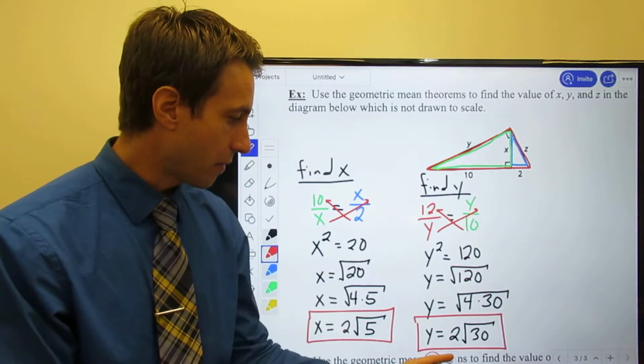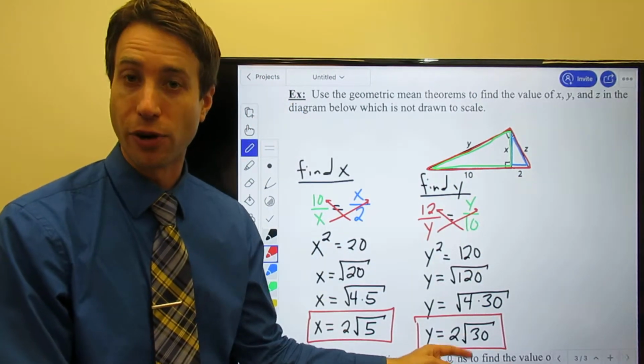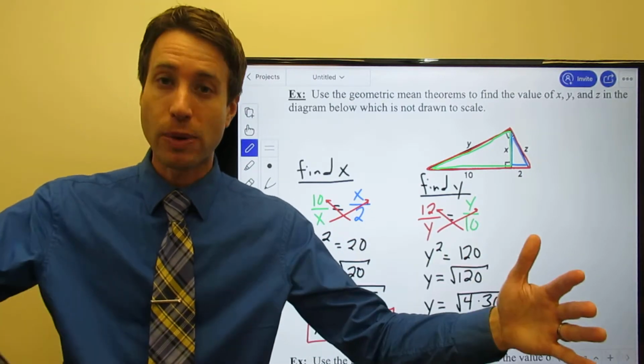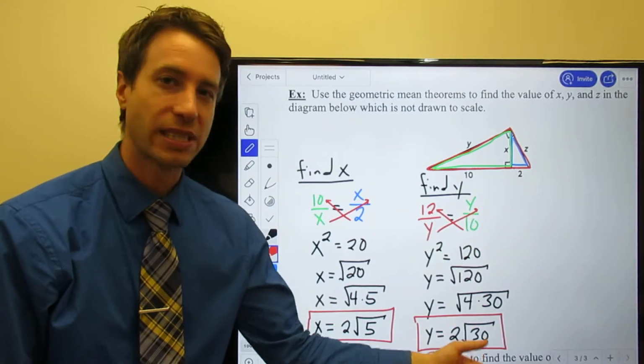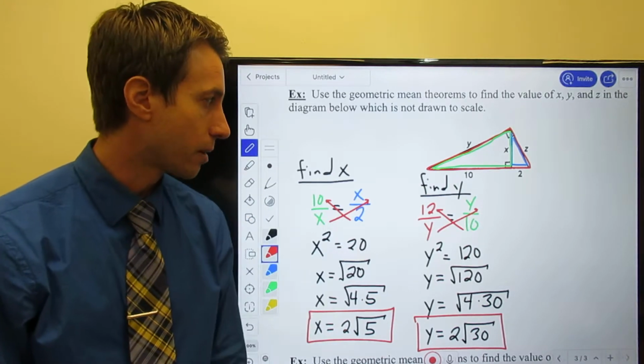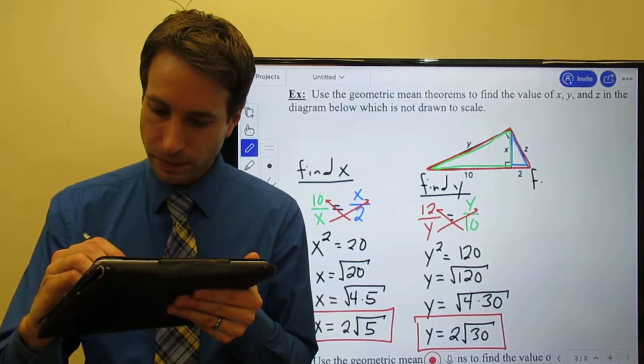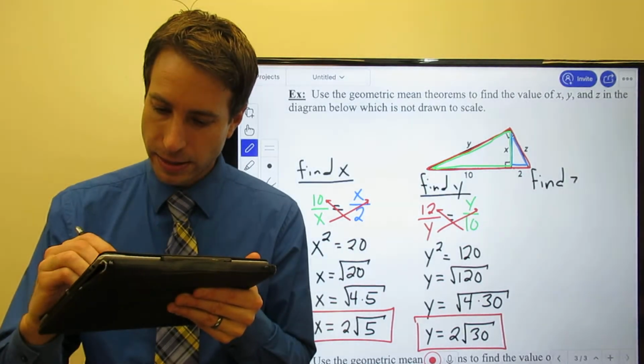And what is the value of it? 2 square roots of 30, which of course you can plug into your calculator and get a decimal. But it'll be an irrational number, a non-repeating decimal, because we're taking the square root of a non-perfect square. But anyway, I got one more to do. Let's do it. I want you to find z.